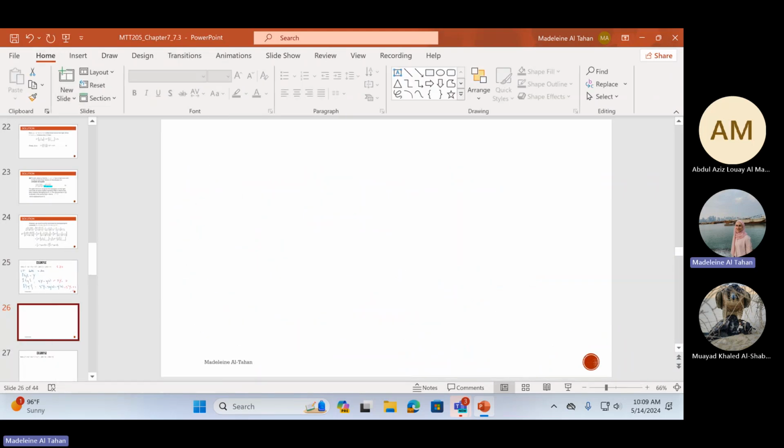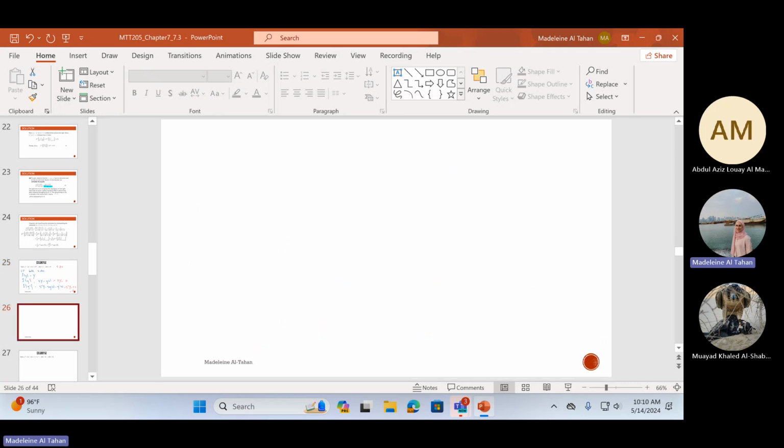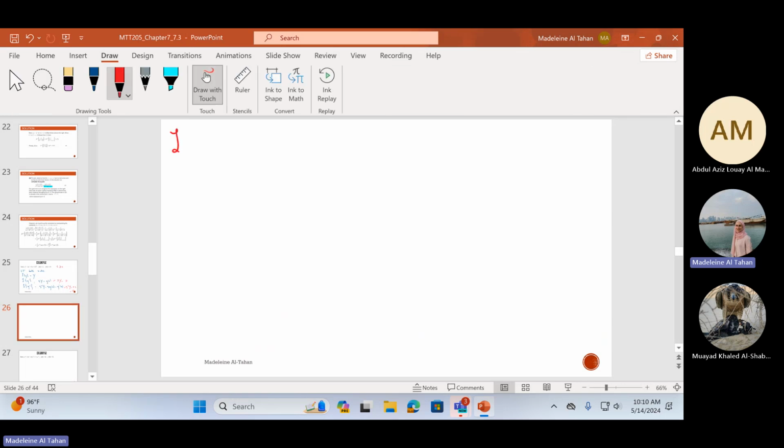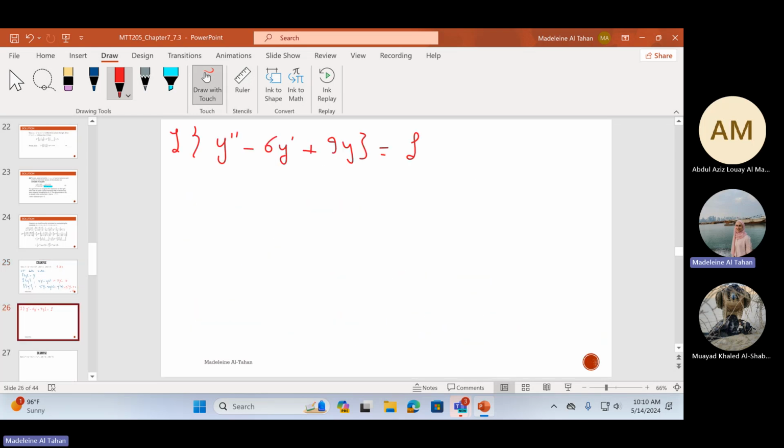We reach first. Which step did we reach here? You reach the capital Y equal to what? Okay, so how will we start now? Laplace of the left-hand side, which is y double prime minus 6y prime plus 9y, equals Laplace of t squared e^(3t). So Laplace of the left equals Laplace of the right.